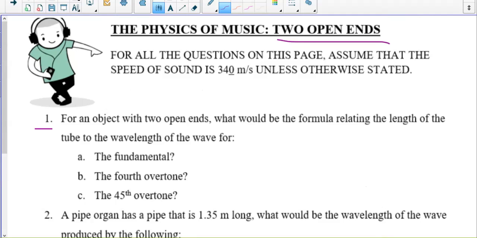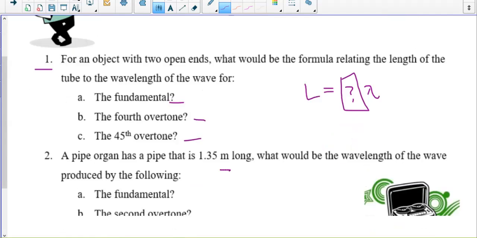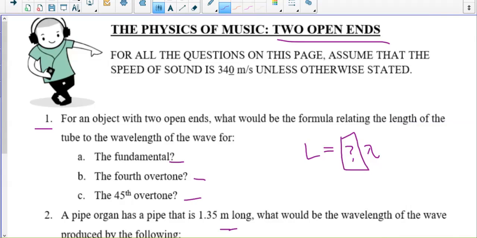So question 1 is the same. You're just trying to find a length of the instrument with respect to the wavelength of sound. So again, it's just a matter of figuring out what the fraction is here in the multiplier for the fundamental, the fourth, and the 45th overtone. After that, everything else is more or less the same and very similar to the two questions I did here in this video.